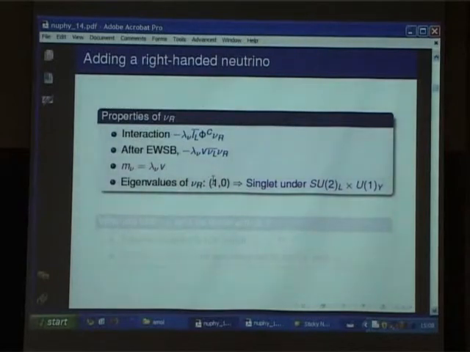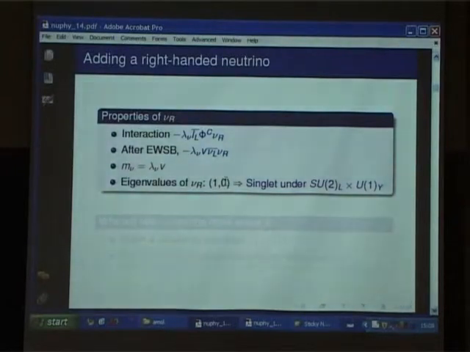What should be the value of Y? Its charge is 0. So charge is 0, T3 is 0, therefore Y is 0. So this particle nu R is a singlet under SU(2) and has 0 hypercharge.